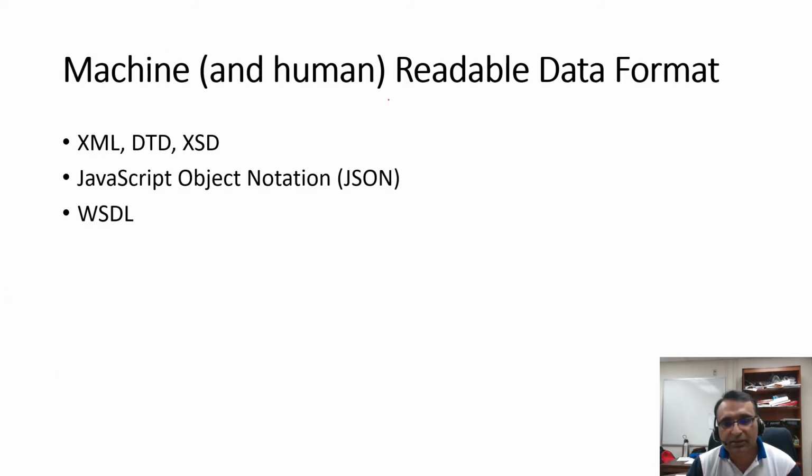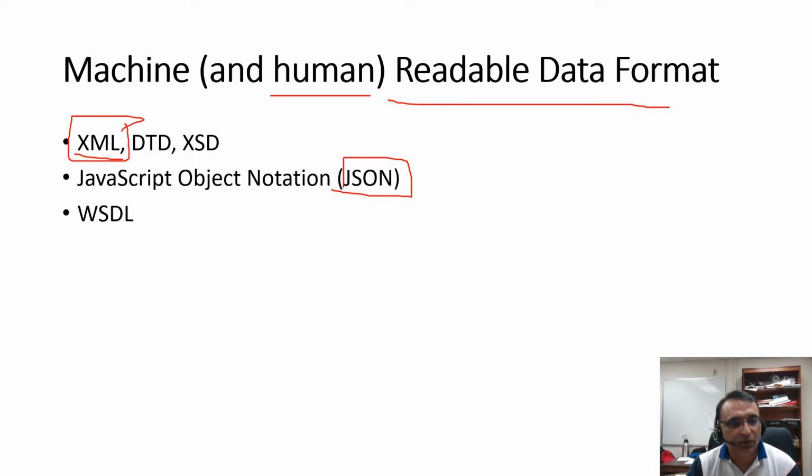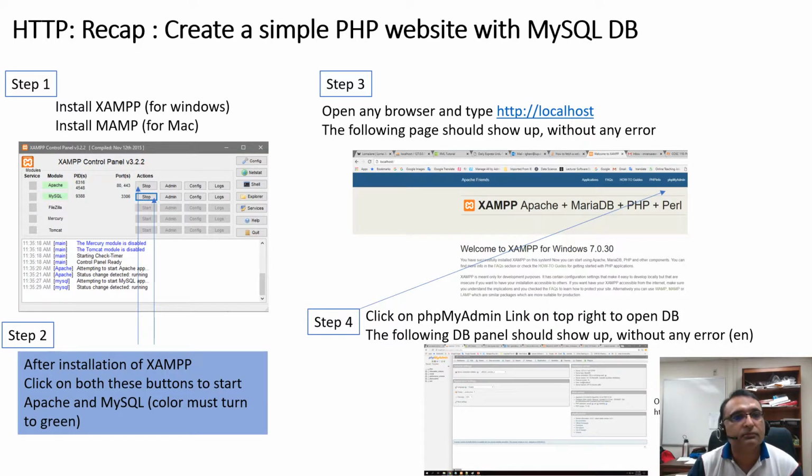Because data needs to be machine readable and also a bit human readable, we use data formats like XML and JSON. These two are the most important ones. Although we also use DTD, XSD, and WSDL for data description.